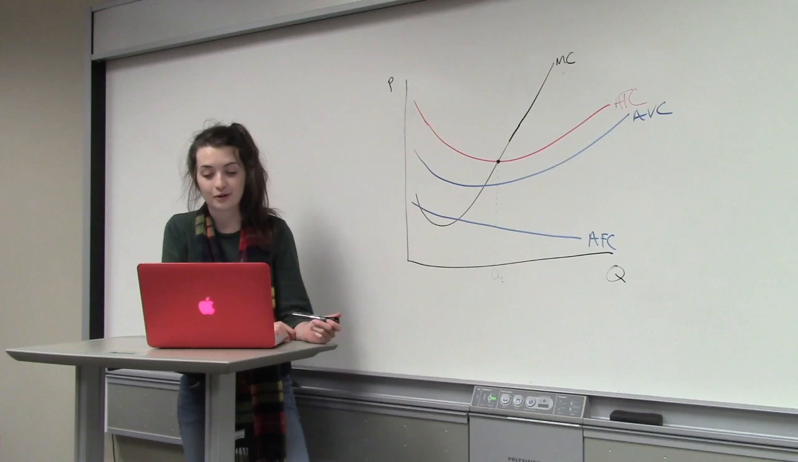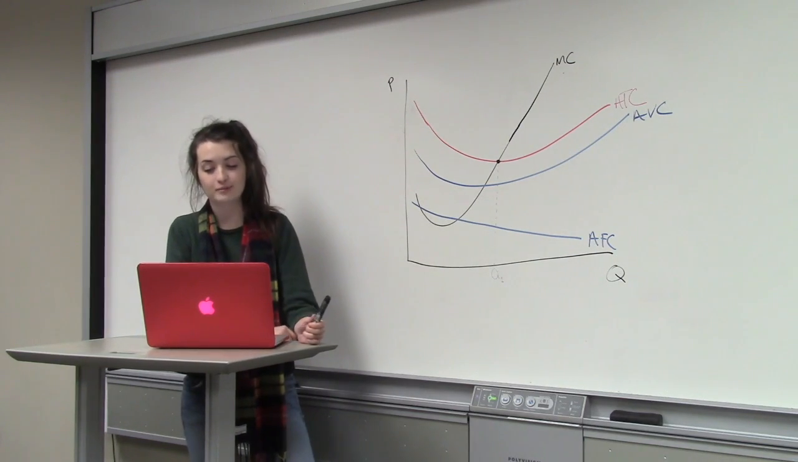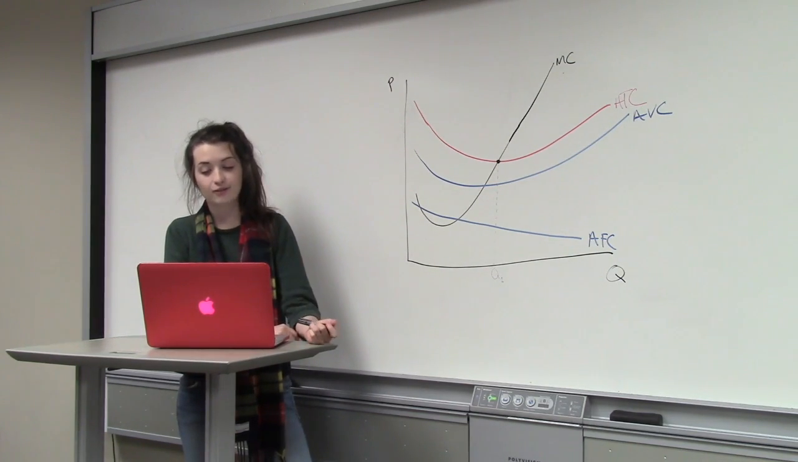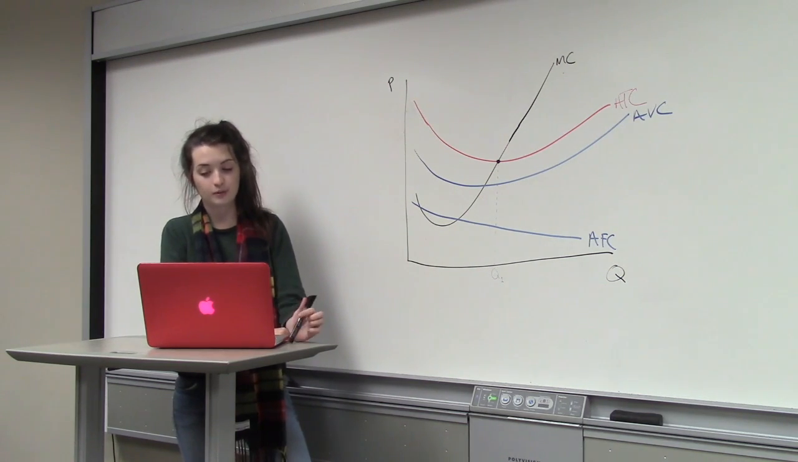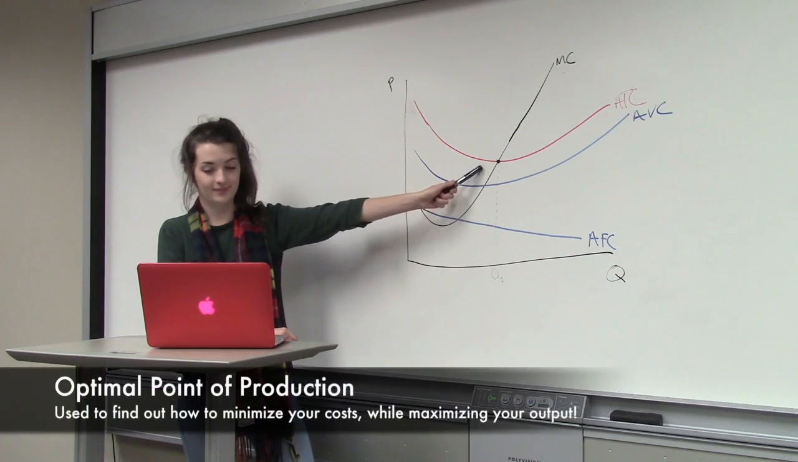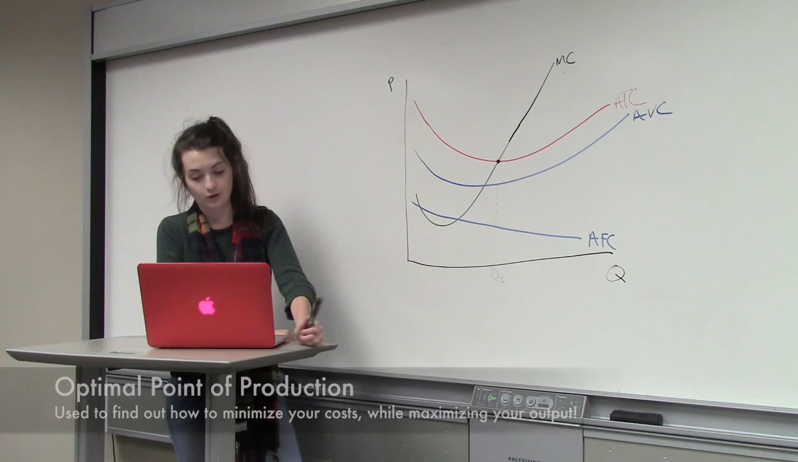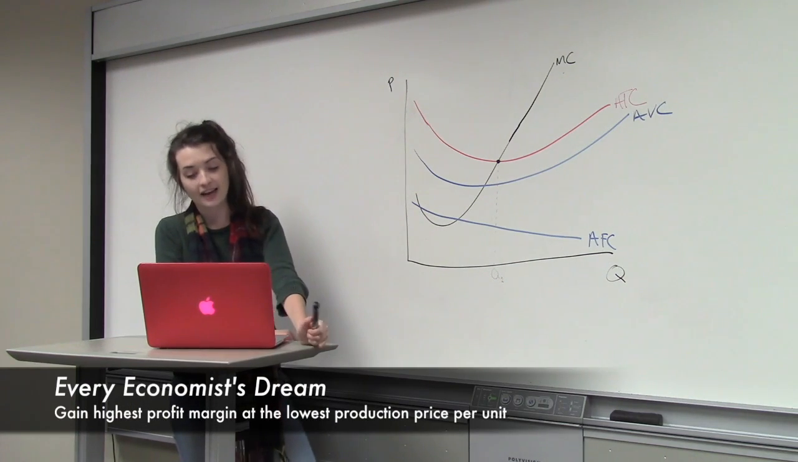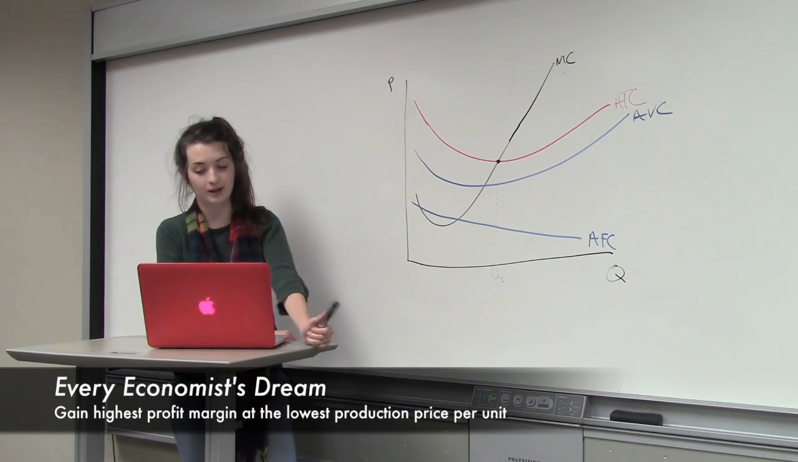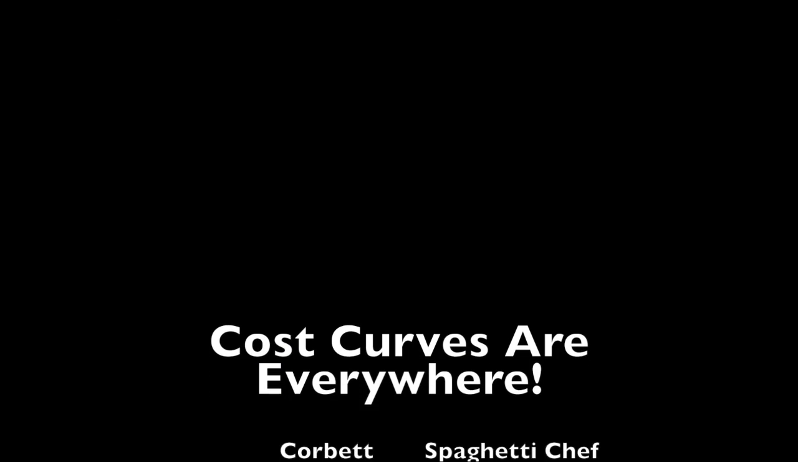This graph is an important visual tool in understanding how firms maximize their profits. In a free market economy, firms that are productively efficient would use these curves to find their optimal point of production. This optimal point of production finds out how they can minimize their costs. It is vital to gain the highest profit margin but at the lowest production price per unit.